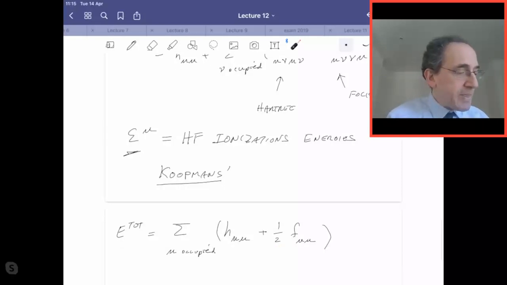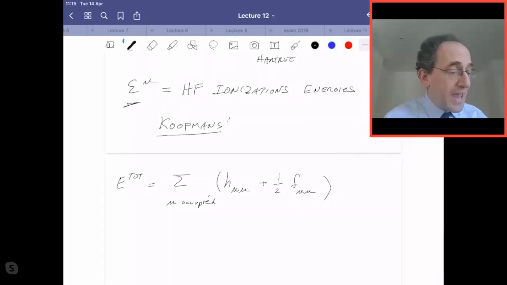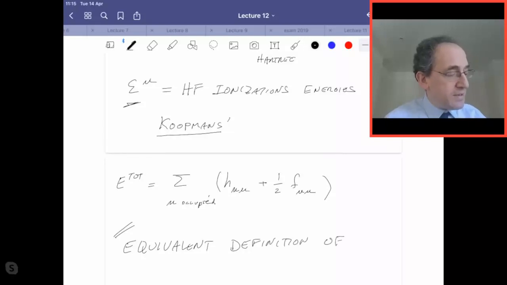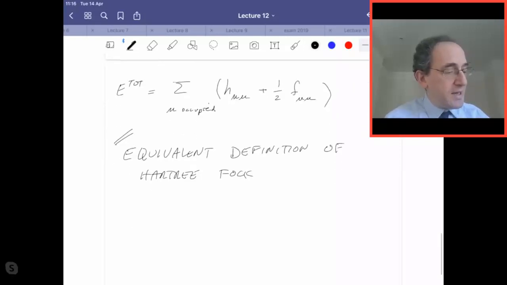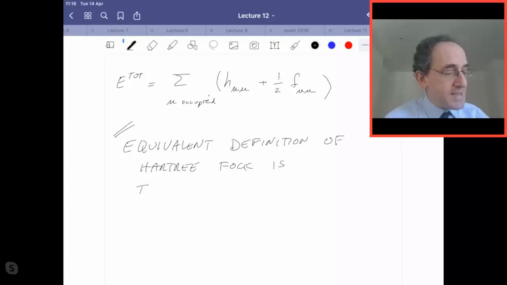Okay, so this is the definition of Hartree-Fock, but I'm going to claim an equivalent definition of the Hartree-Fock approximation: it is the best variational calculation.